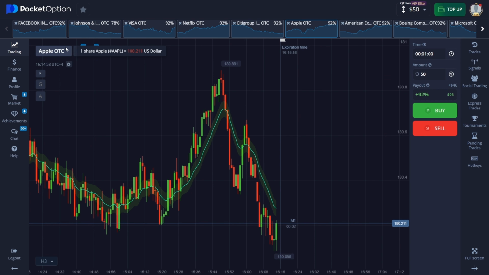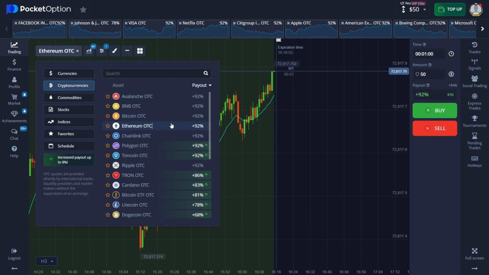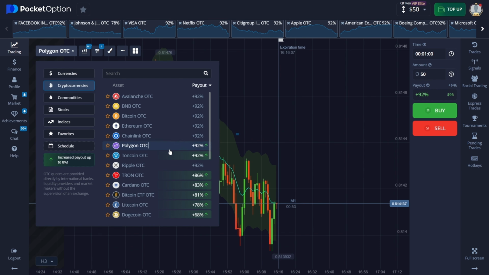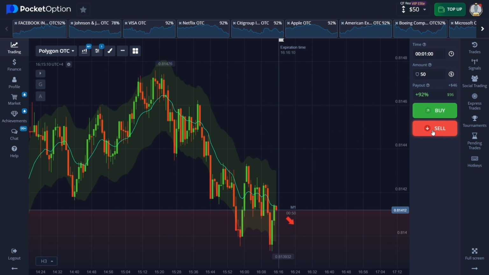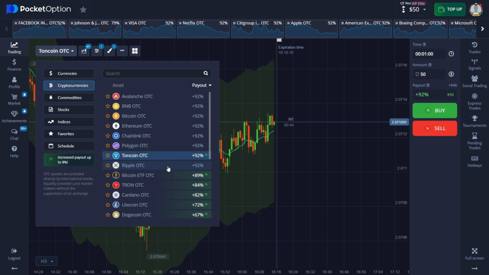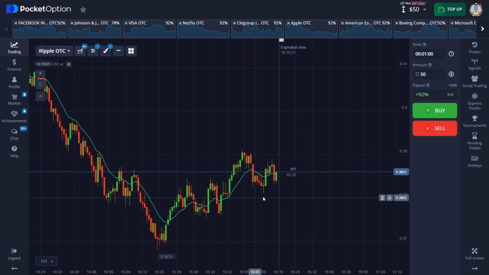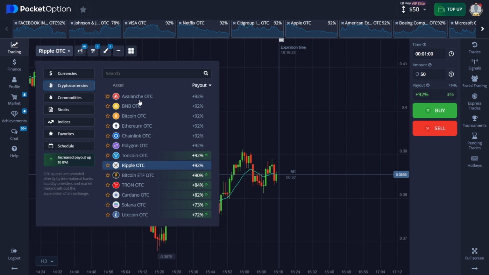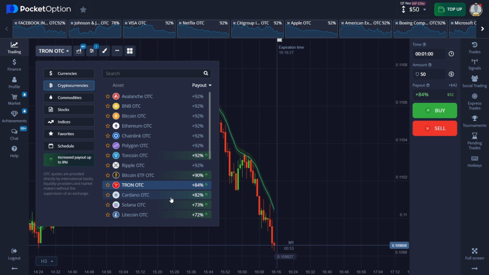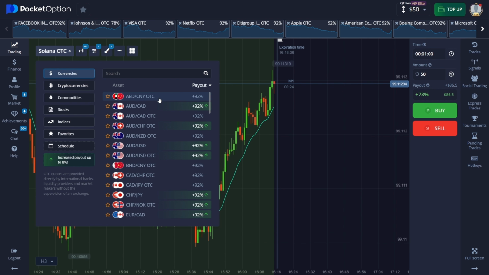Now, let's look for a trade in cryptocurrencies. Alright, I found a trade on Polygon OTC. If this candle gives us an entry, we'll try it. But again, the candle has already moved down, so we'll avoid that. Let's check Ripple. This one is also not suitable. Now, let's look for a trade on currency pairs.